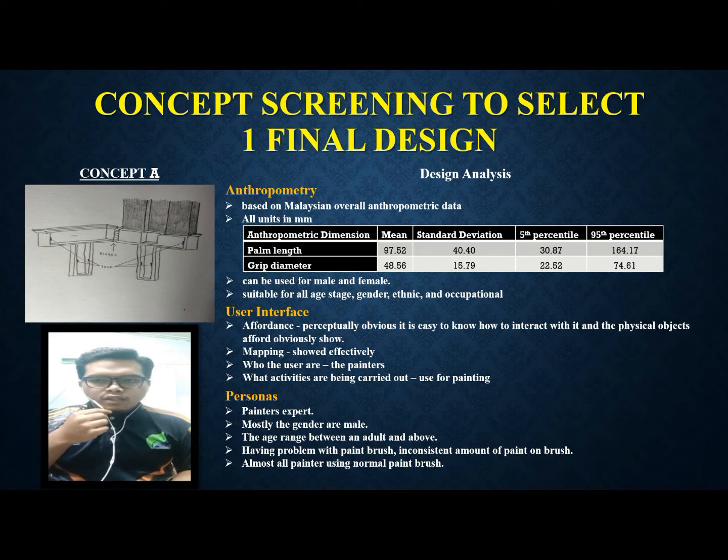The users are painters, and the activity being carried out by the user is painting. The persona of this concept design is painters, experts, mostly male, and the age range is adult and above. The end user has a problem with the paintbrush, which is an inconsistent amount of paint on the brush. This is because almost all painters use a normal paintbrush.